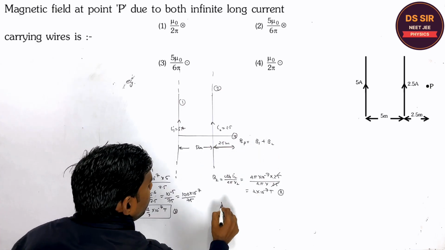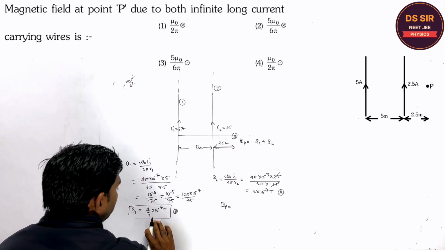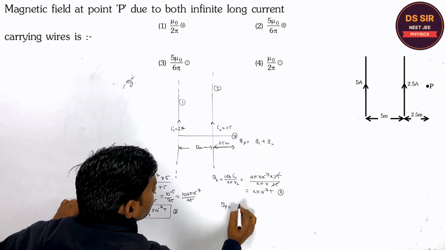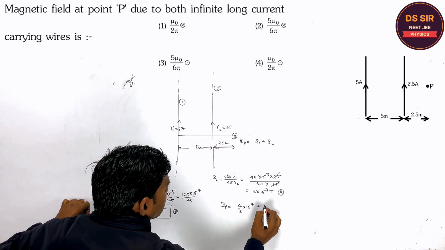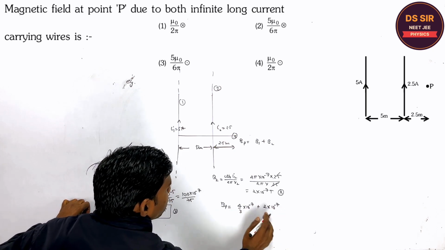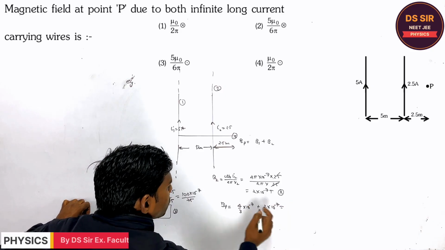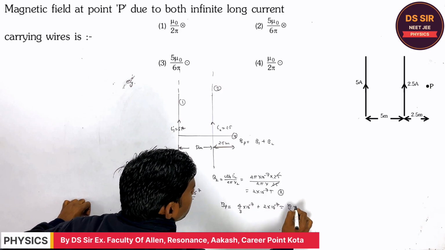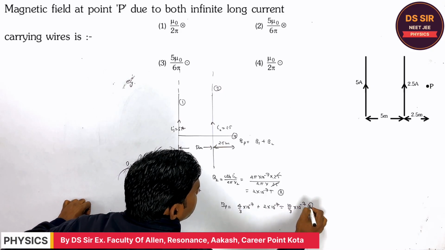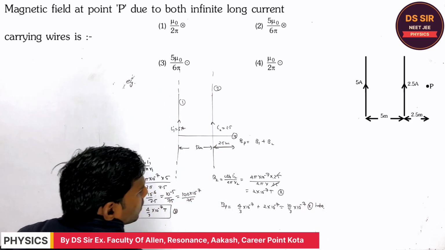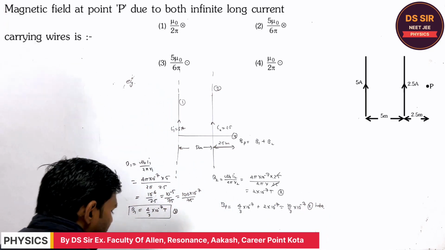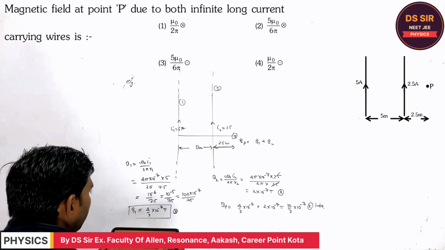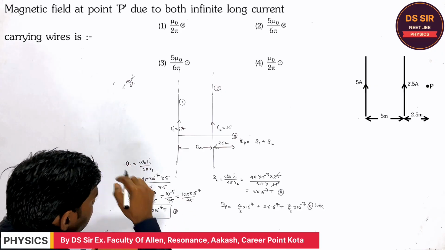So what is the total magnetic field at this point P? B1 plus B2: 4 by 3 into 10 to the power minus 7 plus 2 into 10 to the power minus 7. So 3 twos are 6 and 4, 10 upon 3 into 10 to the power minus 7, into the board. Yes. Okay, but the answer is not in this form.